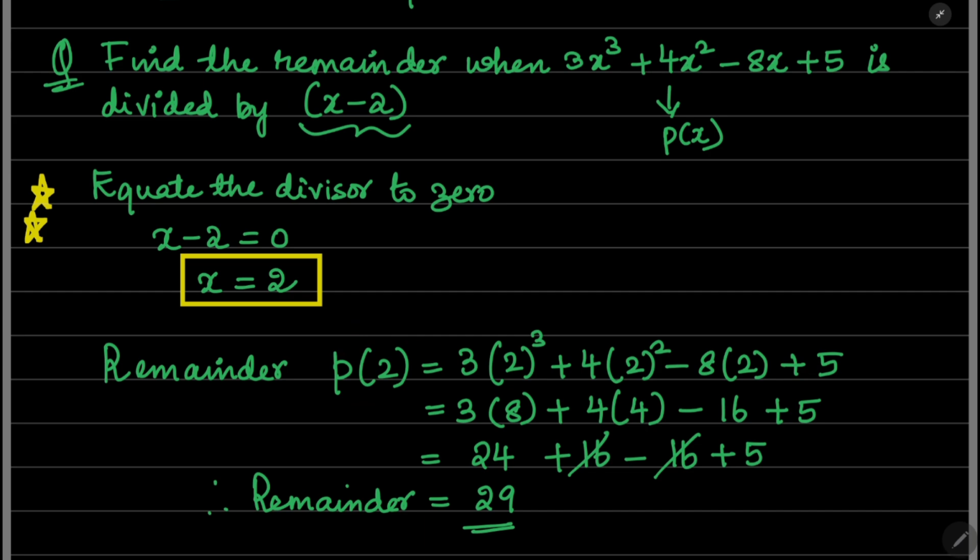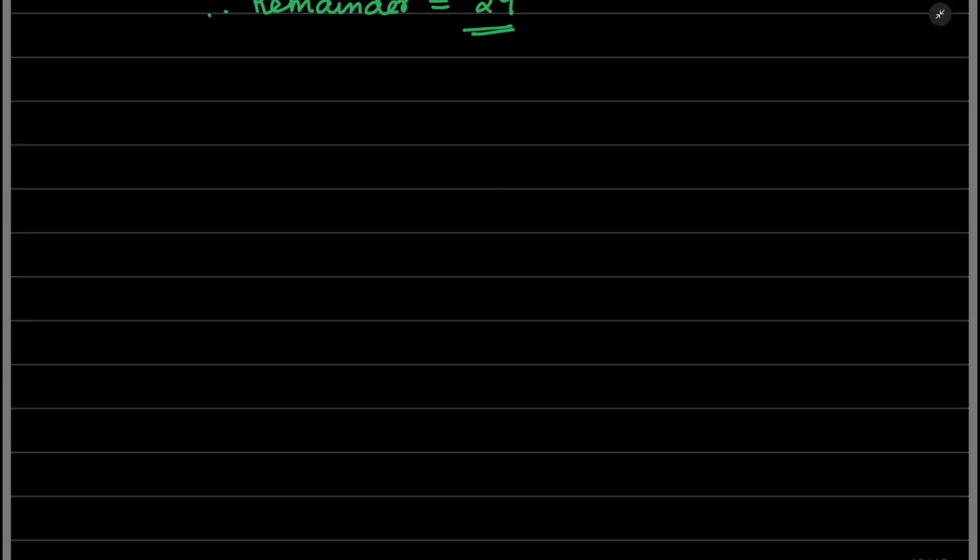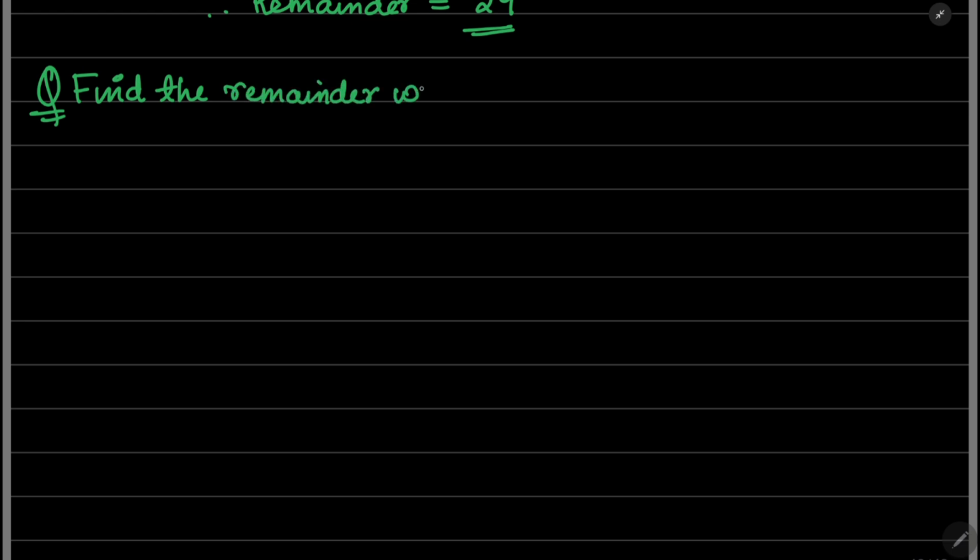Let us see one more question. So the next question is, find the remainder when x cube plus 9x square minus 12x minus 20 is divided by x plus 2.